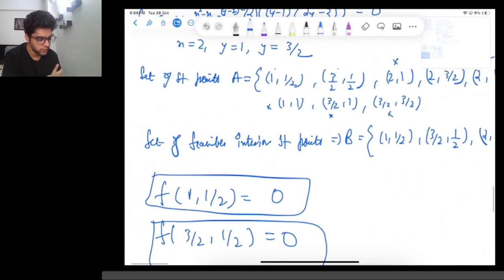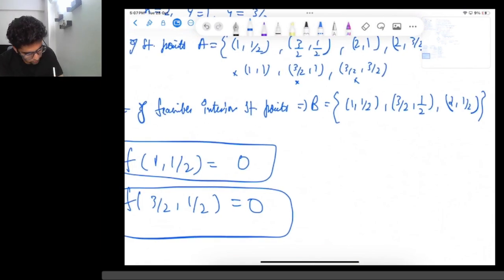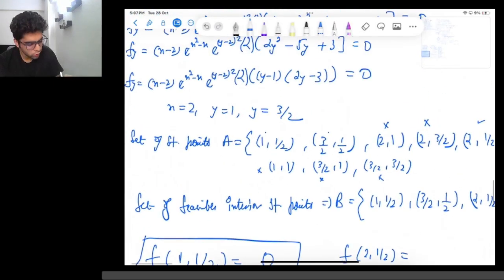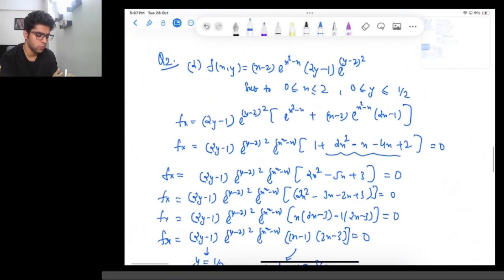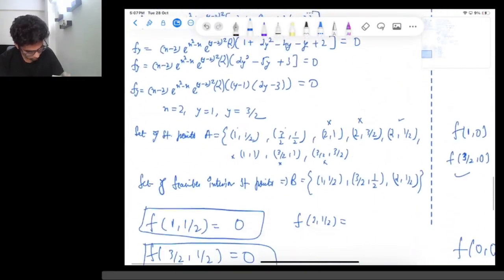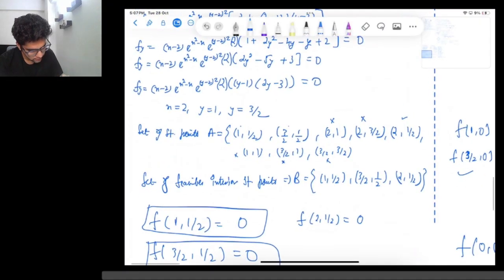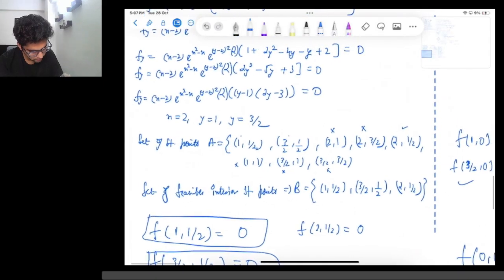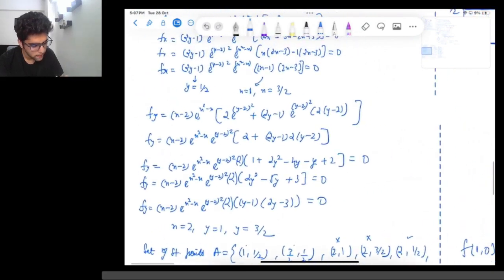So now my set of feasible interior stationary points has become f of 1 comma half, 3 by 2 comma half, and f of 2 comma half, which if I put 2 comma half, so 2 minus 2, 0, 2 comma half is 0, this gives me 0, right? Other than that, I think I have taken into account all of the other points.